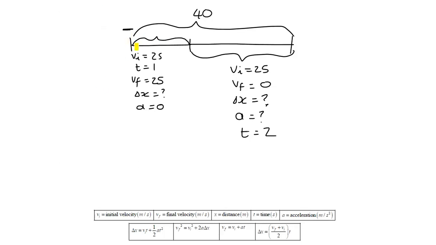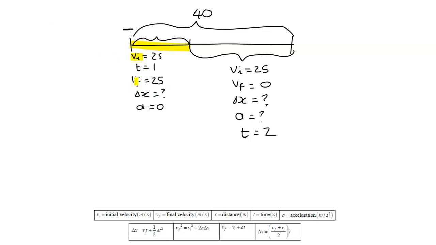So if we look at the first part of the motion, it is in that 1 second reaction time. That is when the guy realizes something is going on, but his body hasn't had a chance to actually react to that information. So the initial velocity is 25, the final velocity is 25, and the time is 1. I'm curious about the displacement. So let's see what we have.